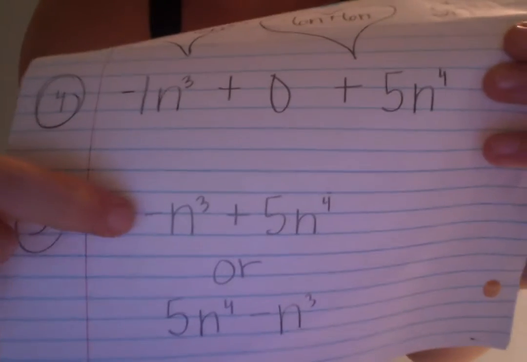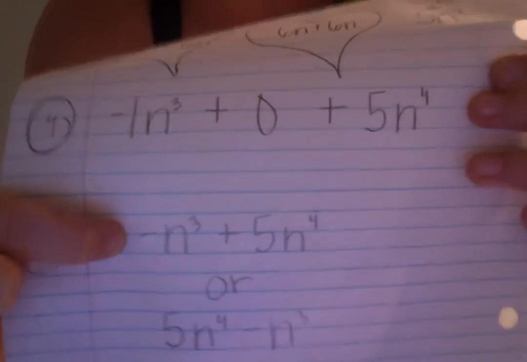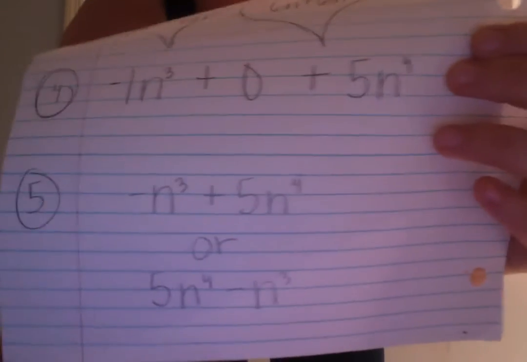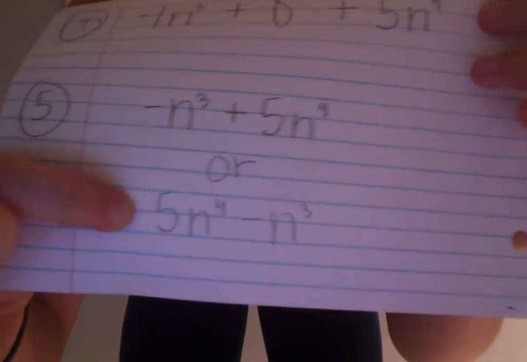Or you can do, let's see, negative x to the 3rd plus 5x to the 4th. That's also right. It doesn't matter. Or you can write it like this. And that's it.